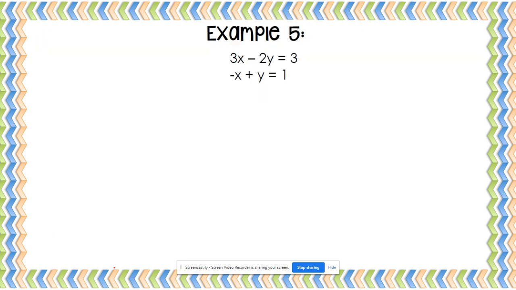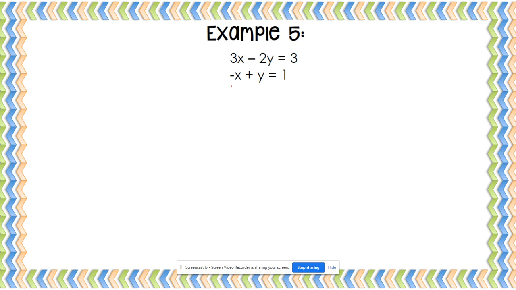So carrying on from yesterday, if we look at example 5, in this example we have 3x minus 2y equals 3 and negative x plus y equals 1. What I notice when I look at this is that I don't have a zero pair. This x has a coefficient of 3 and this x has a coefficient of negative 1. I also don't have a zero pair with my y's because this y has a coefficient of negative 2 and this y has a coefficient of positive 1.